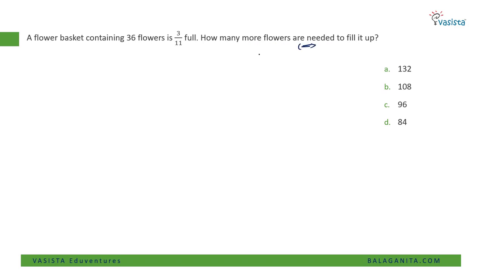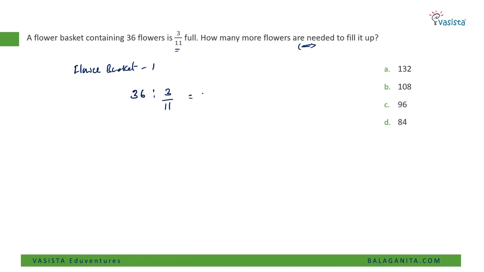Right, let us check out. Let us consider a flower basket. I'll consider it as 1. It's a ratio, so it's a very simple problem. For 36 flowers, it is going to be 3 by 11 full.